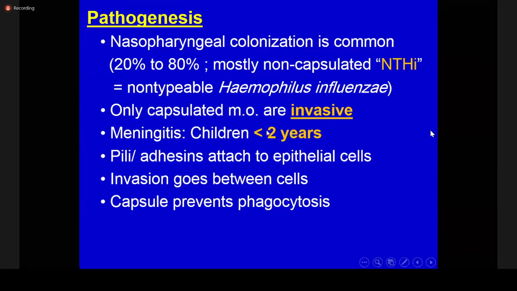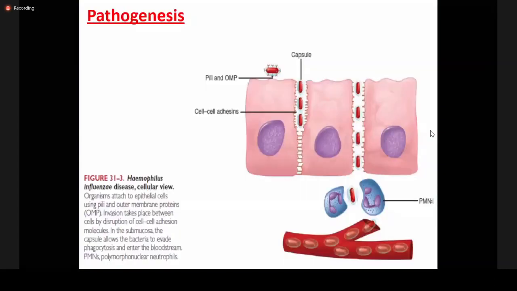Children less than 2 years of age, again, are more susceptible to meningitis because their antibody production is still limited. This microorganism can adhere by pili or adhesin attached to the epithelial cells. And the invasion of this microorganism, this is a very important point: they can go in between the cells. You can see in between the epithelial cells, they migrate through here, okay?